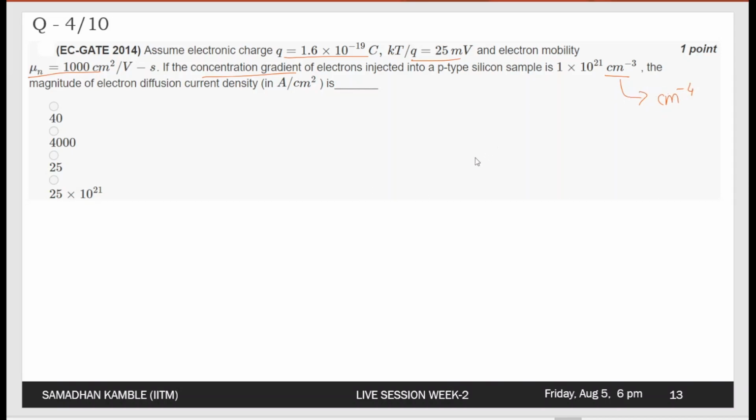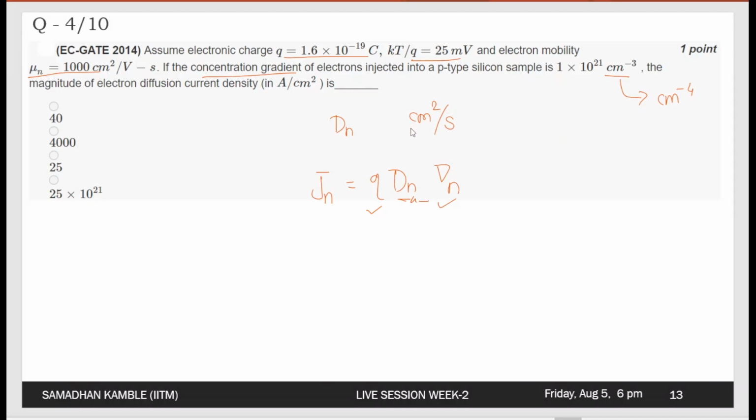So we know one thing, that the diffusion coefficient, in our case the electron diffusion coefficient, has the unit of centimeter square per second. Okay, and the diffusion current density that we need to calculate is in ampere per centimeter square. So the diffusion current density is given as charge times the diffusion coefficient times the gradient. So the gradient is given, charge is given. Now let us calculate the diffusion coefficient first.